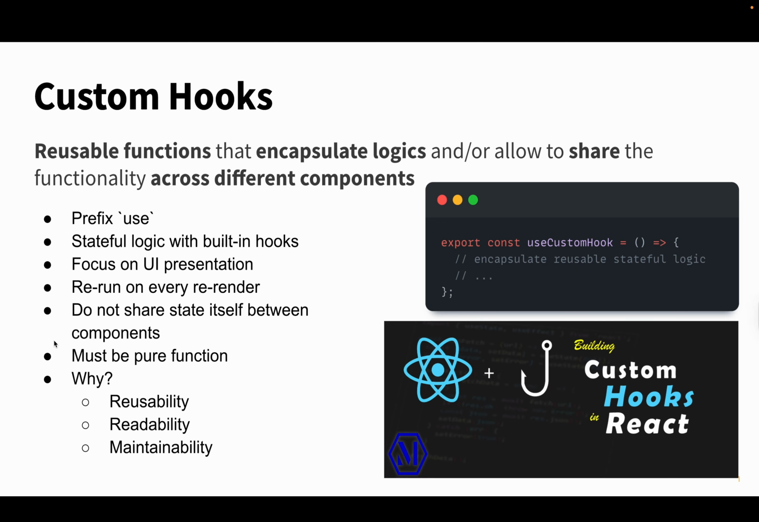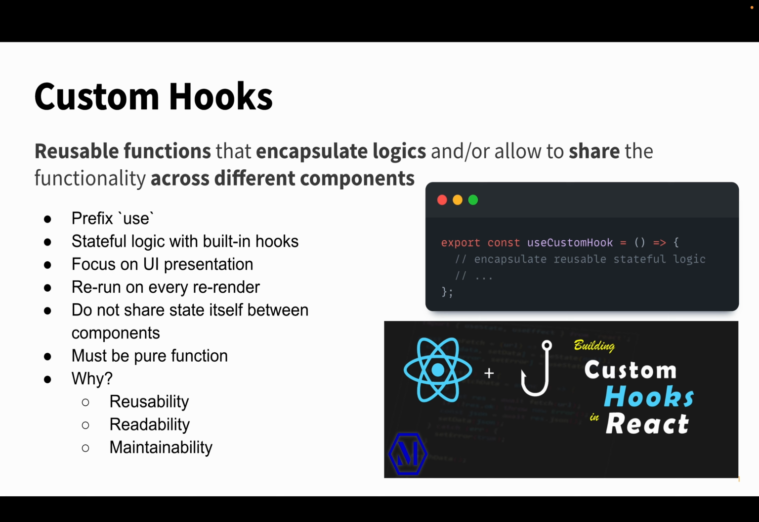And it must be a pure function. What does it mean by that? When the input of the function is always the same whenever your function gets invoked, your output must always be the same. That's called a pure function. If you have something random inside, which makes your output unpredictable, then the function is not pure. If your custom hook is not pure, you will have unpredictable results on your UI.